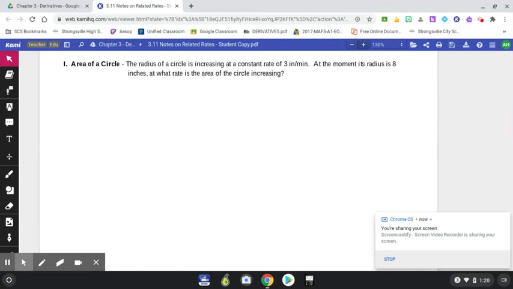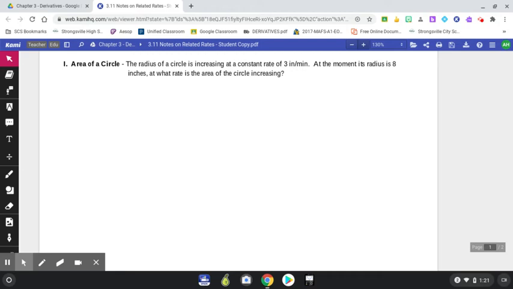Hey there. I'm going to go ahead and do problem 1 on the 311 notes. This is on related rates. Related rates are when you are comparing two, typically two or more rates that are occurring in one scenario, and your job is to calculate an unknown rate of change in terms of other rates of change that are known. These are word problems, applications, okay?